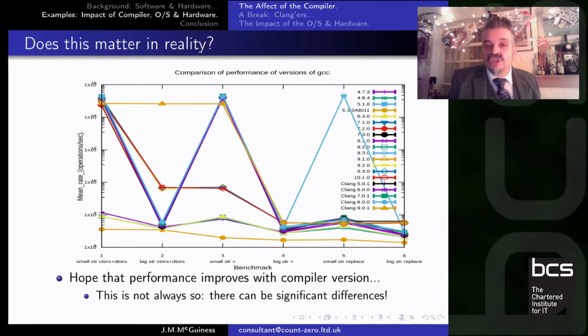The actual benchmarks themselves are to do with small strings and small string optimization. So we can see here, we've got small string, construct and destroy it, a big string, construct and destroy it, small string assignment, big string assignment, small string replace, big string replace. And we can see that different compilers are affected differently by different code.